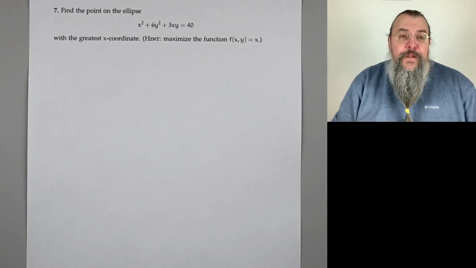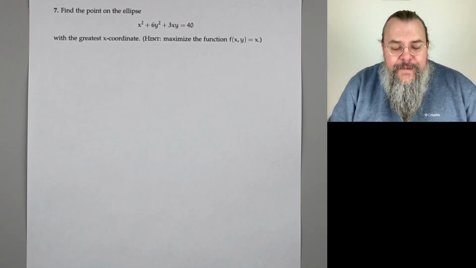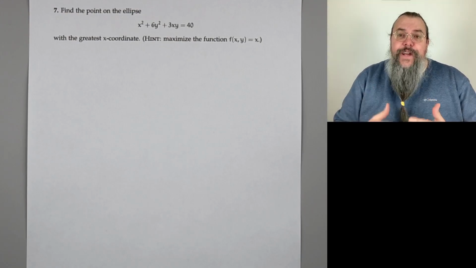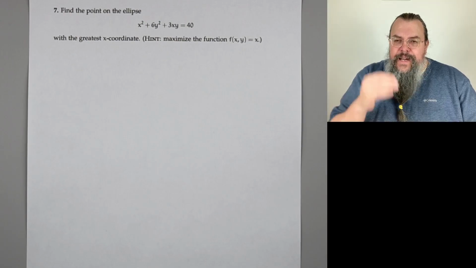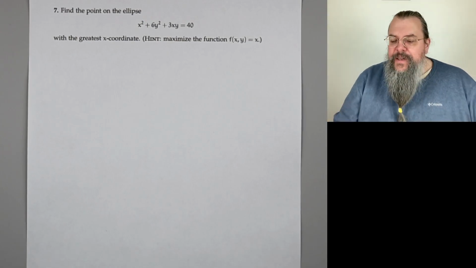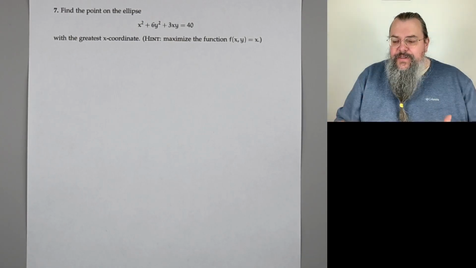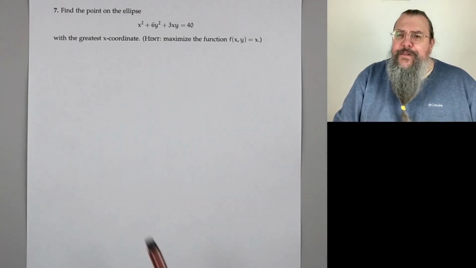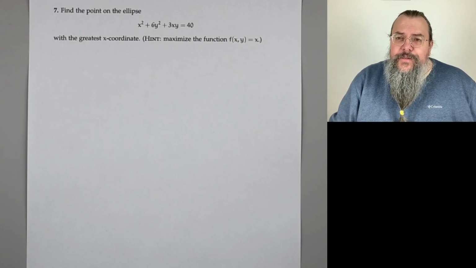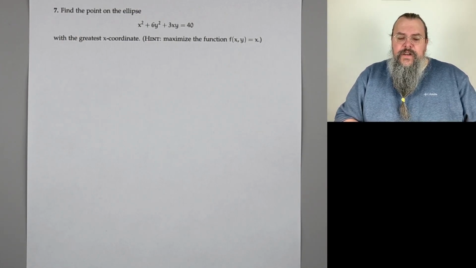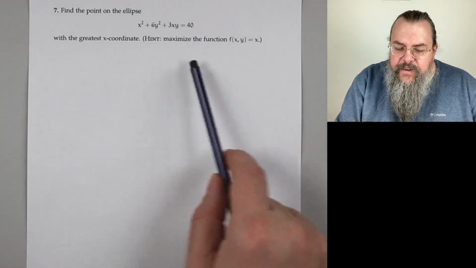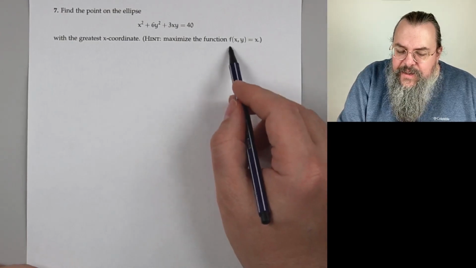Our last problem, number 7. We're asked to find the point on the ellipse x squared plus 6y squared plus 3xy equals 40 with the greatest x coordinate. And it says, hint, maximize the function f of x, y equals x. Now, it may not be totally obvious that this is in fact an ellipse, but we don't have to prove that. They told us it was, so we're just going to go with it. We trust the people who wrote these problems. So we have our point on an ellipse, and we're trying to maximize the function, and they even gave us a hint. So what is it?